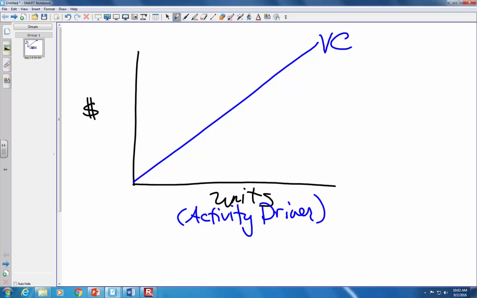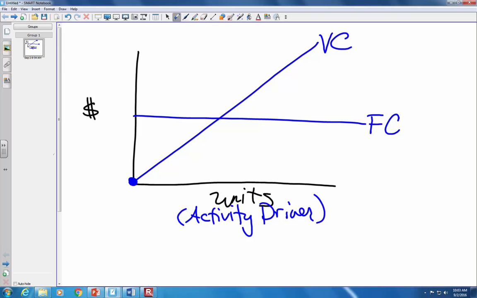Yep, and the other way that you know that this is a variable cost is it goes through the point of origin, which means at 0 level of activity driver, there's 0 cost, right? And that is what a variable cost is. What's this guy? And how do you know that? Stays the same, right? Irregardless of what the activity level is.